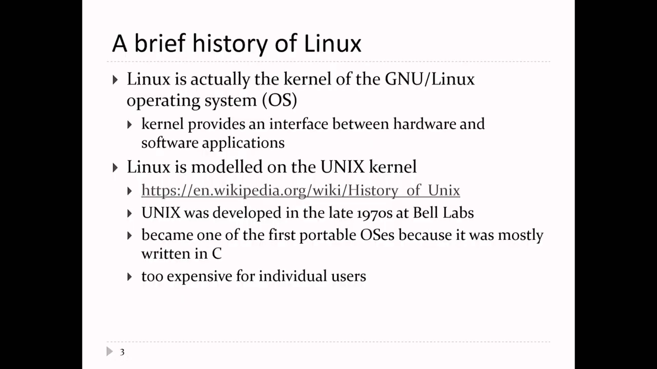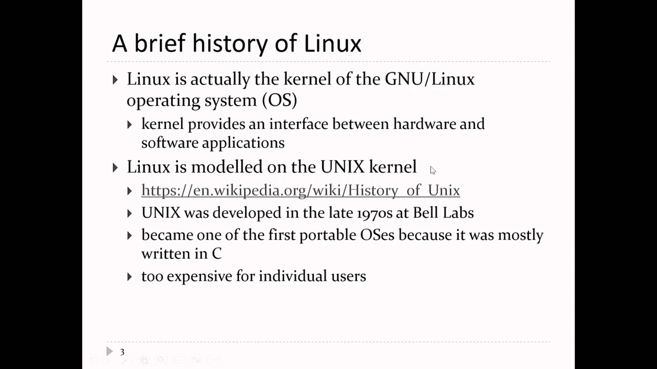All right, brief history of Linux. I think I told you about this last class. When people say Linux, they actually mean GNU Linux most of the time. Linux is what's called the kernel of the GNU Linux operating system. The kernel is the part of the operating system that provides an interface between the hardware and software. There's lots of other parts of your operating system. The kernel is the thing that talks to the hardware.